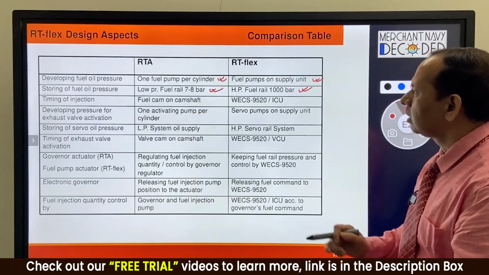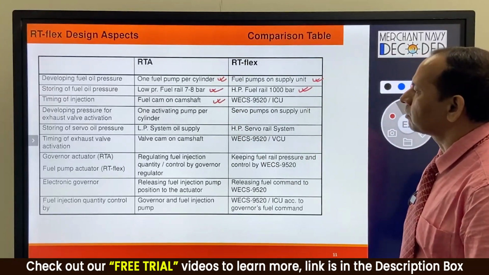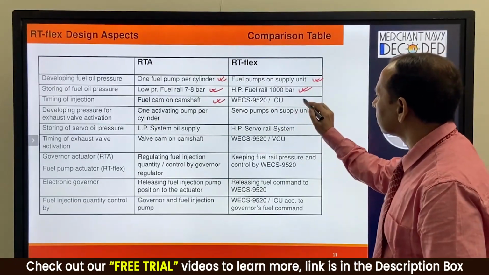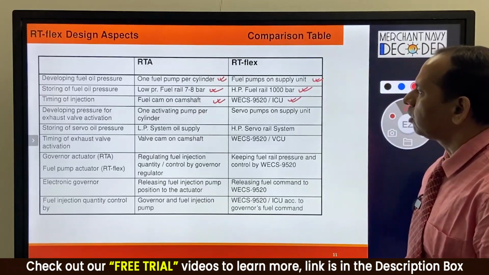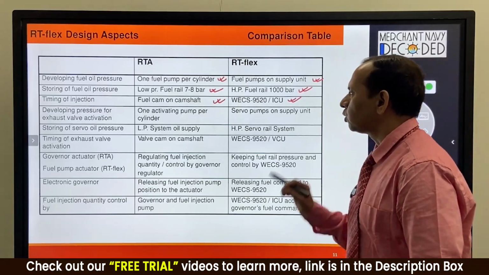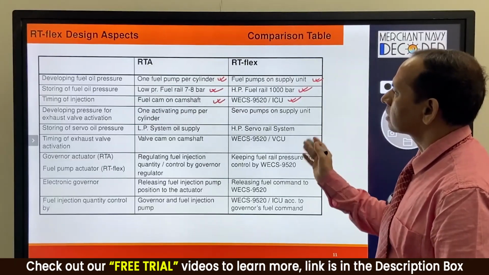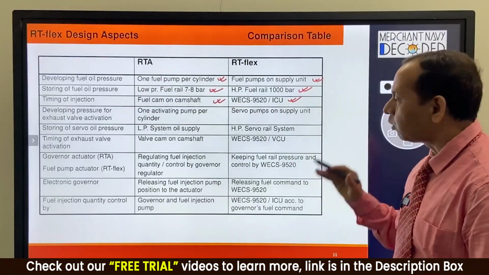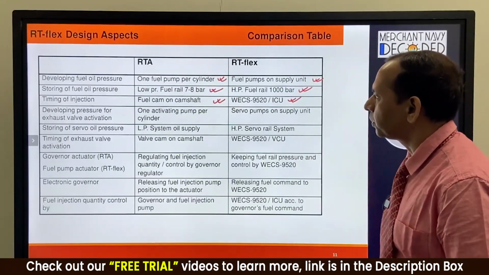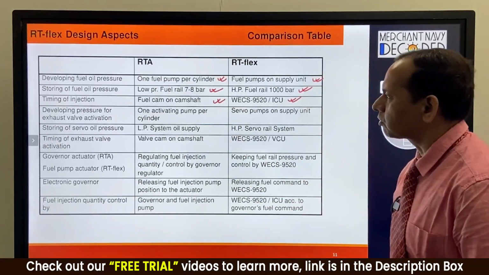The timing control in a mechanical engine is very simple, since the beginning of the marine diesel engine, where the fuel cam and the camshaft do it. Whereas in the electronic engine, another major change has happened. The timing of injection is now controlled electronically. So with this, we are going to have much more refined and precise injection control as compared to the RTA engine. And as you have more precise injection control, you will have a much more efficient engine as compared to the previous version.